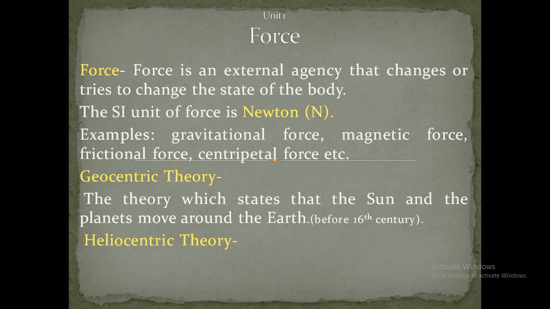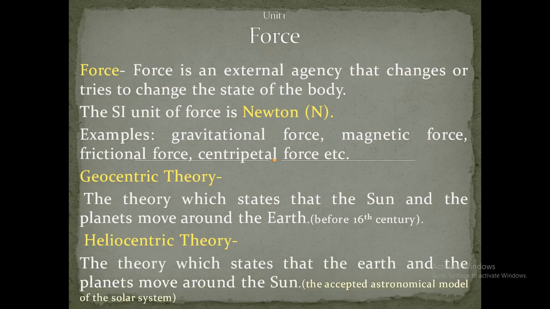that is heliocentric theory. According to this theory, the Earth and the planets move around the Sun. Means Sun is in the center of our solar system and other planets including the Earth revolve around the Sun. This is the accepted astronomical model of solar system.